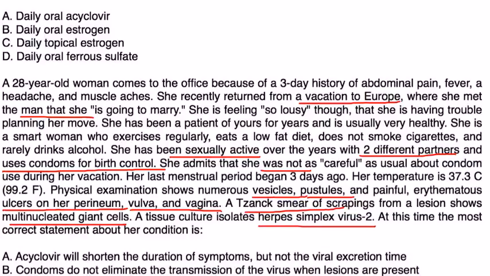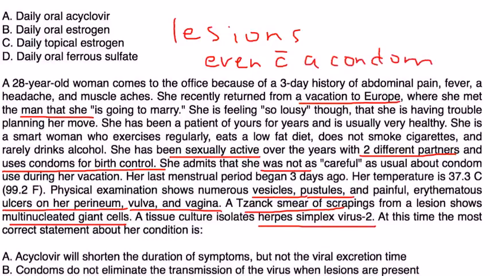At this time, the most appropriate correct statement is, well, you've only got 2 to choose from here. Condoms do not eliminate the transmission of the virus when lesions are present. That is the correct statement, because transmission by skin-to-skin contact can occur even when a condom is used. If the lesions are present, there still can be contact from person to person, even with a condom. Even with a condom, you can have skin-to-skin contact of the lesions. So B is the correct answer.